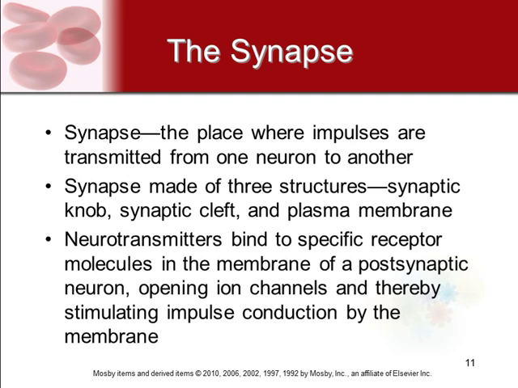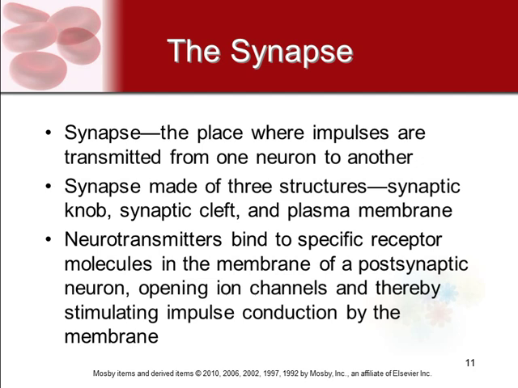Another thing that's good to know about is your synapse. The synapse is the place where impulses are transmitted from one neuron to the other. It's made of three different structures: your synaptic knob, the synaptic cleft, and then the plasma membrane. The synaptic knob is the end of the current, active neuron. That's going to carry something over to the plasma membrane, which is on the next neuron, or whatever structure it's acting on. The synaptic cleft is the space in between the two.